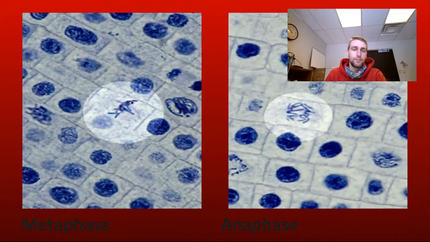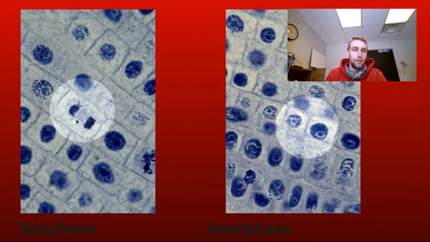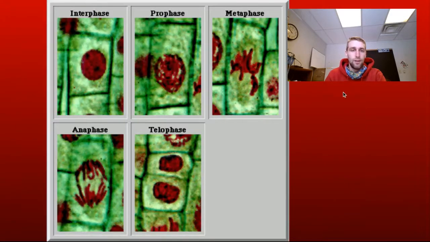There's metaphase, the chromosomes lining up in the middle. Anaphase, chromosomes getting pulled apart. Telophase, they've separated to opposite ends and they start to decondense. And then when cytokinesis is done, you can see we've got a wall between them and we have two separate cells. Here's some more pictures.